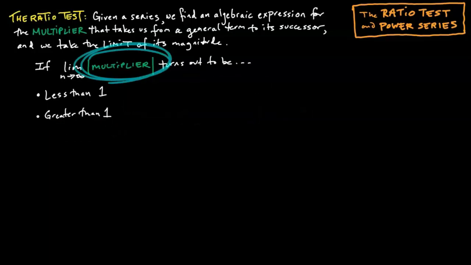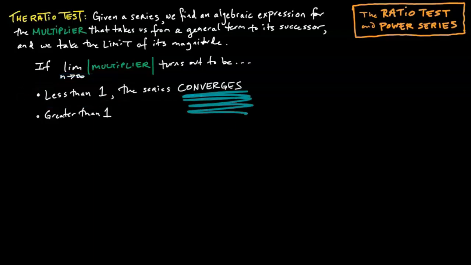Well, if the multiplier, or its absolute value anyway, is approaching something less than 1, then the series itself is looking more and more like a geometric series with a fixed multiplier that is less than 1. That's what's happening in the tail of the series. And since convergence is determined in the tail, the result would be that the series converges. In fact, we can make a slightly stronger statement. The series converges absolutely. That's very nice.